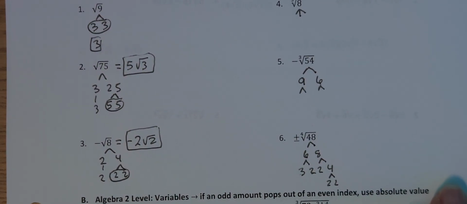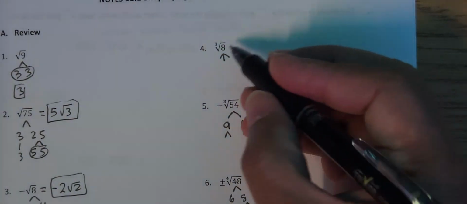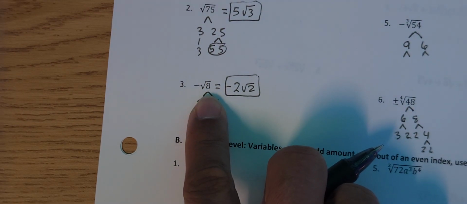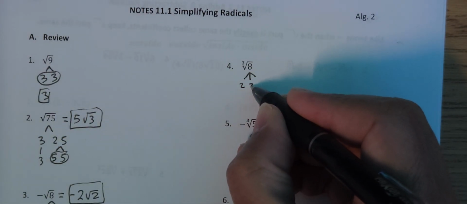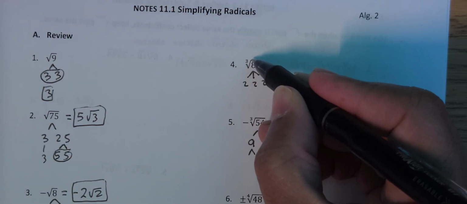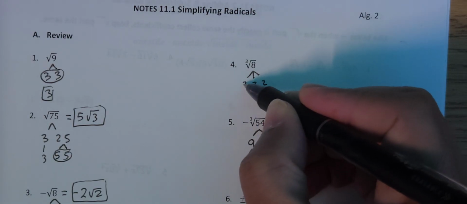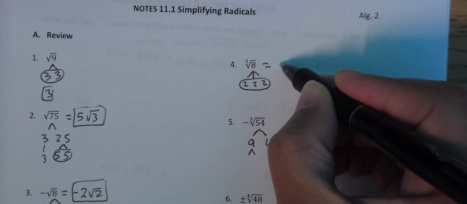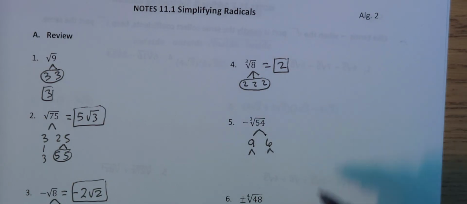Right. The next problem is number 4. For this one here, we just did that, right? That's 8, which is 2 times 2 times 2. But notice this is the cube root, which means we need 3 of the same value or variable to be able to take one out. So we have three 2's. Therefore, the cube root of 8 is equal to 2.